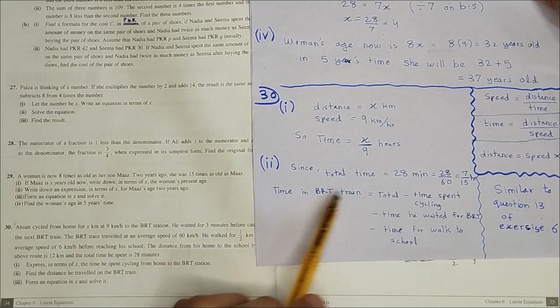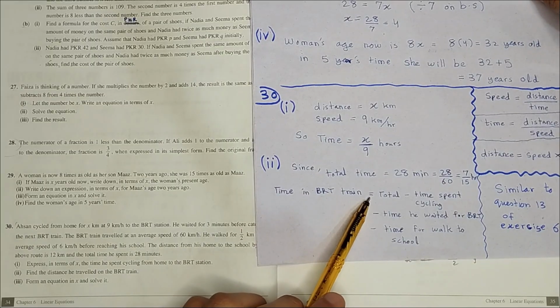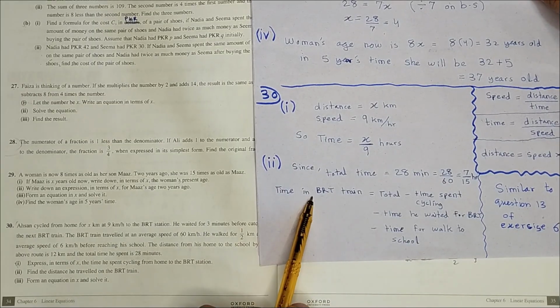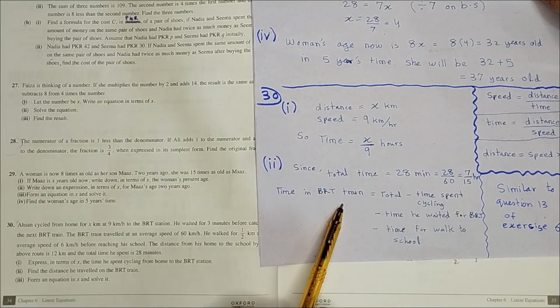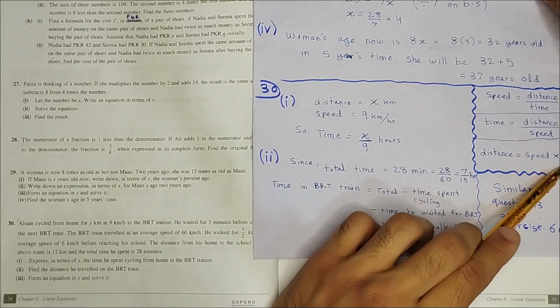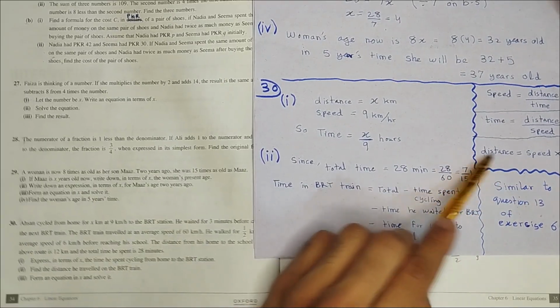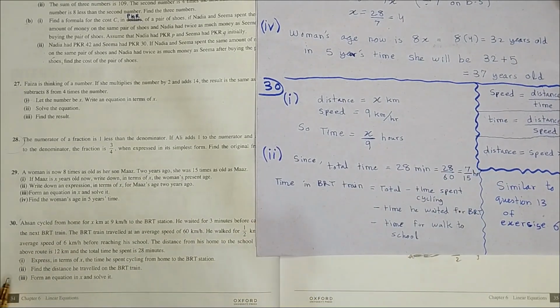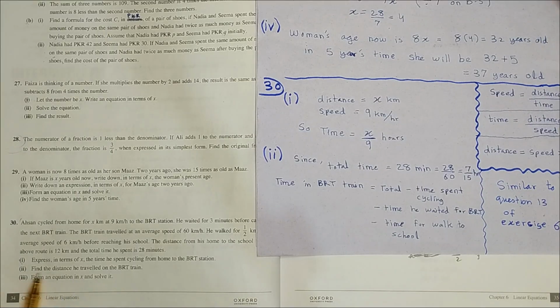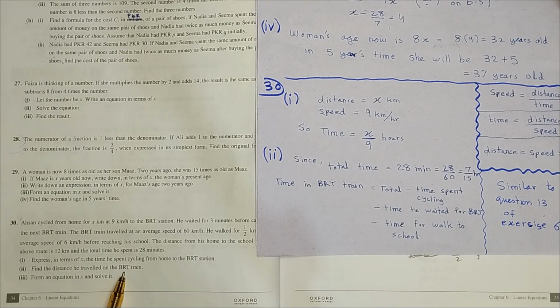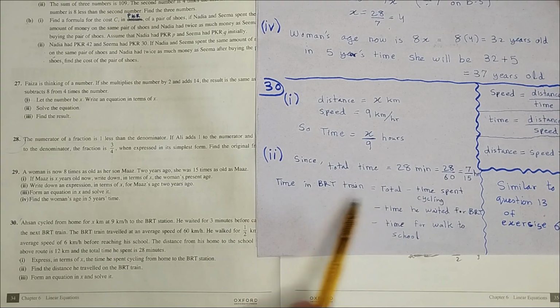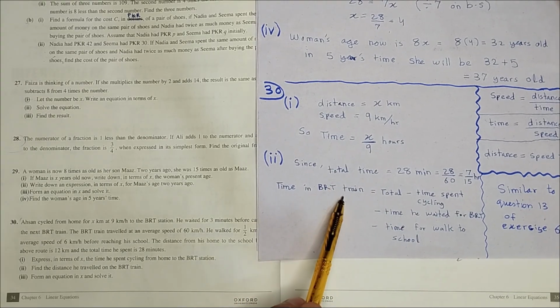Why do we need to know the time in the BRT train? Again, we need to know the time of the BRT train because we know the speed of the BRT and we can find the distance. That is the question, right? We need to find the distance that he traveled in the BRT train, which is equal to the time in the BRT train multiplied with the speed of the BRT train.